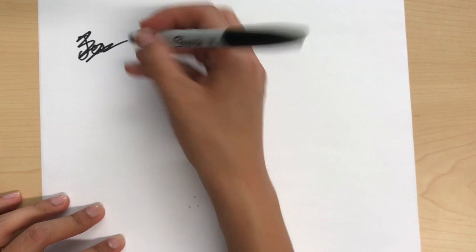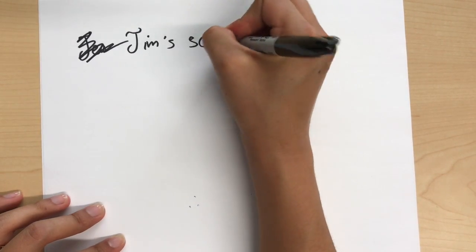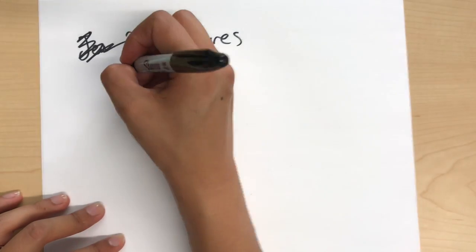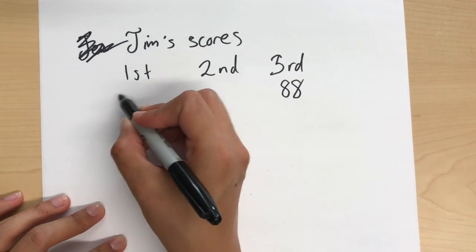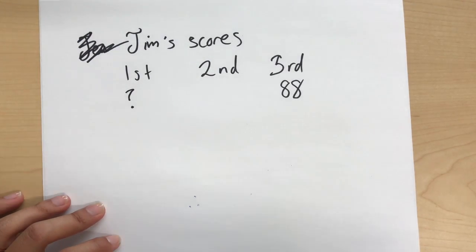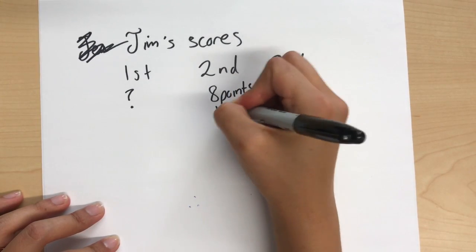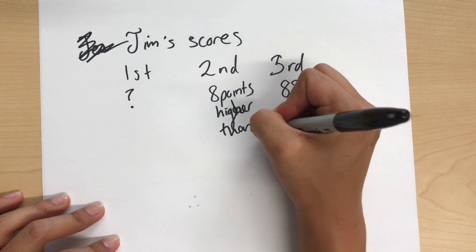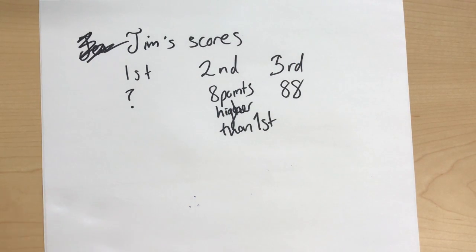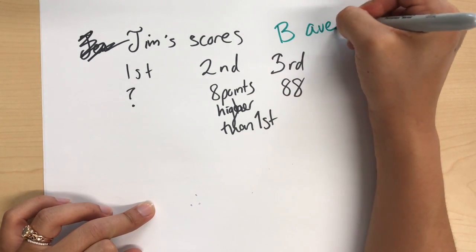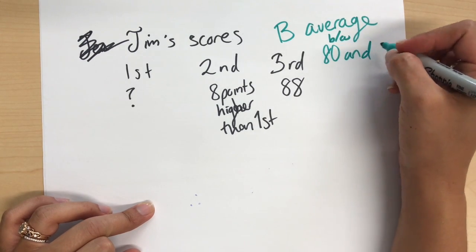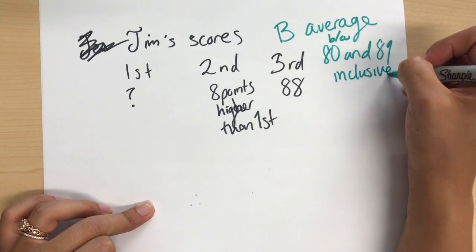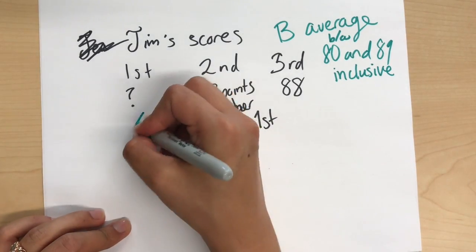Okay, so we have Jim, and he takes a bunch of tests. So Jim takes 3 tests, and we have his scores. So we have the first, the second, and the third test. So on the third test, he scores 88. But on the first test, we don't know what he scores, okay? And on the second one, he's 8 points higher than his first one. So he did better on the second one. So we're going to first put down one more piece of information here. Jim has a B average in the class. Okay, that's all we know, which means we know that he's between 80 and 89, right? And this is inclusive. If he's 80 or 89, he'll still have a B average.